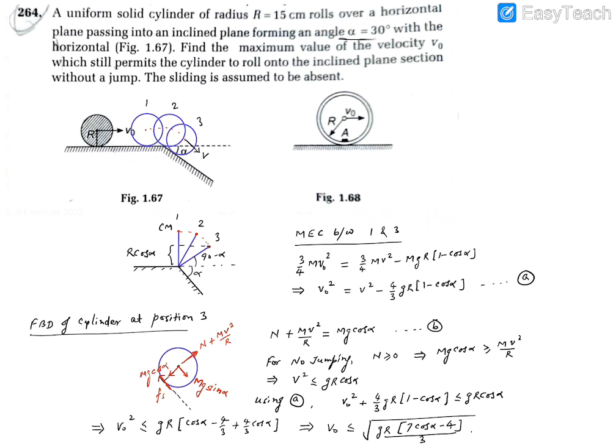Now alpha is known to us, so we can find cos alpha. R is known to us, we can place it here. G is 9.8 or 10, you can place. You can simplify this and you will get a numerical value. I am not calculating that value, you can calculate that. But yes, this is how we can get our answer.